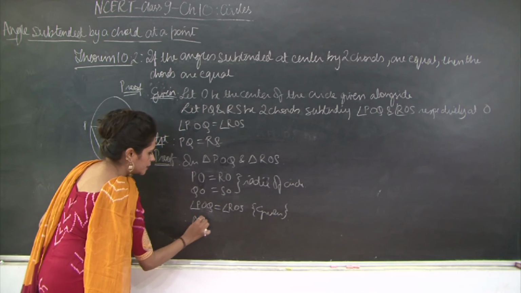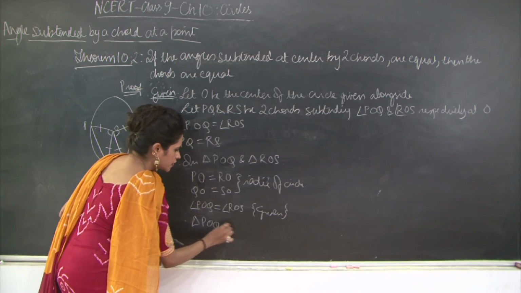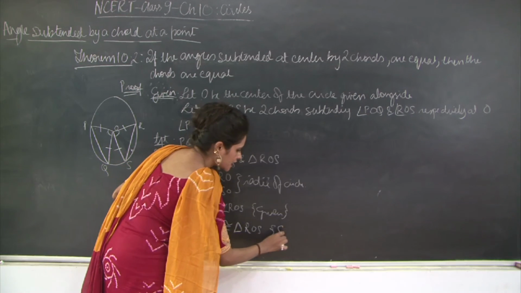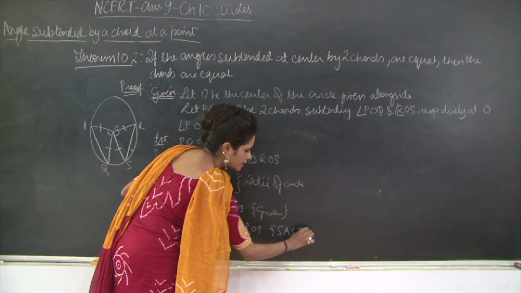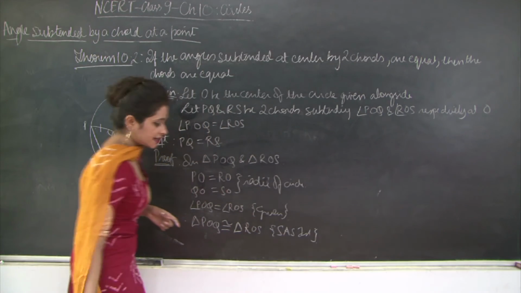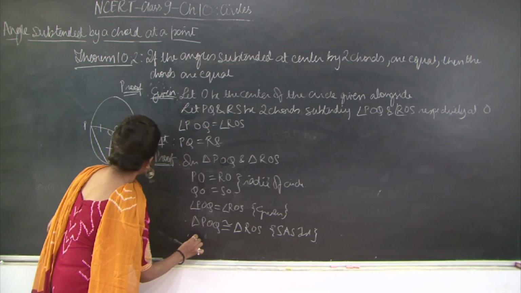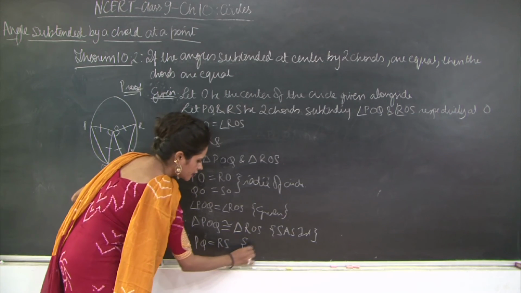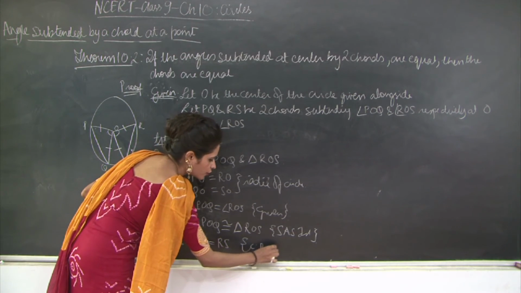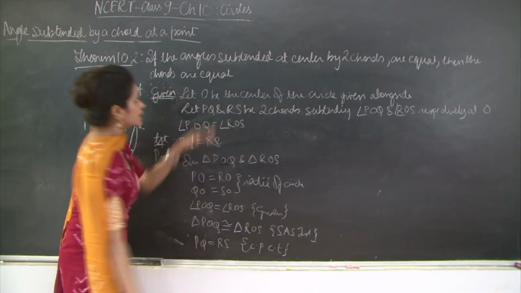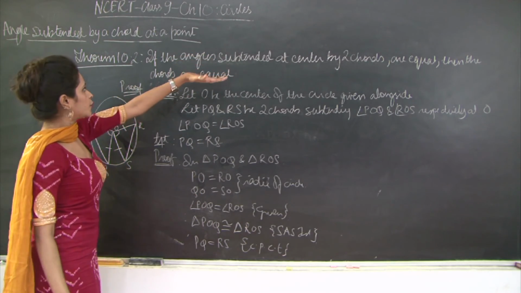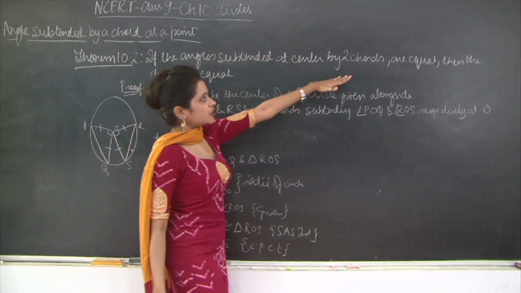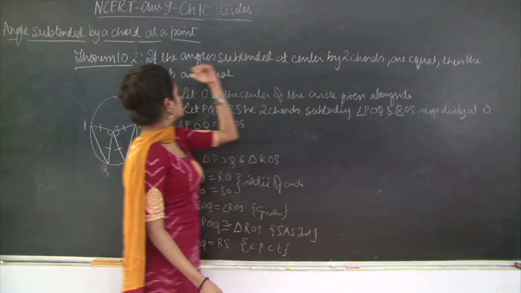Therefore, triangle POQ is congruent to triangle ROS by the side angle side test of congruence. Therefore, what can I say? Therefore, PQ is equal to RS by corresponding parts of congruent triangles. Hence, we can prove the statement of Theorem 10.2, which states that if the angles subtended at the center by two chords are equal, then the two chords are equal.